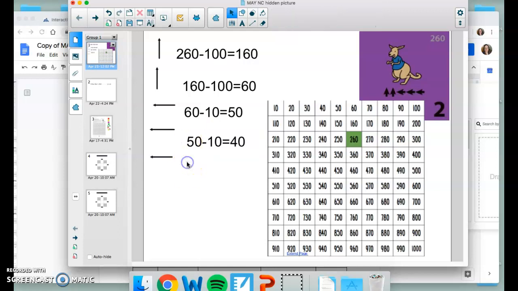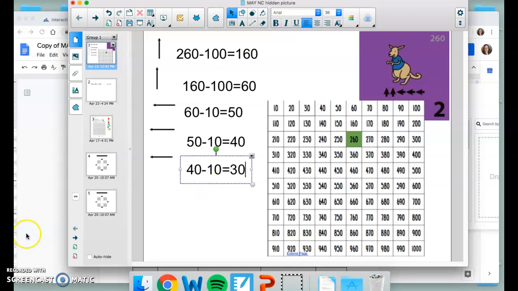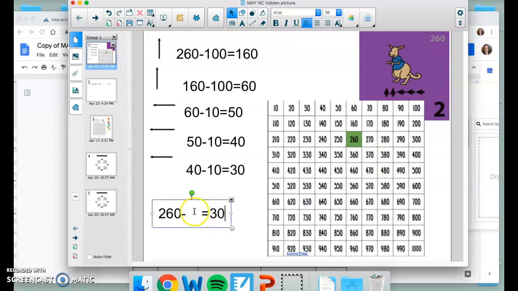And then one more arrow to the left, starting at 40, let Joey land at 30. But now we have to decide how many he went back. So we have to figure out an equation. We started at 260. But how many jumps back did he take to land at 30? Right now we said he's at 30. So we have to figure out what number goes in here.